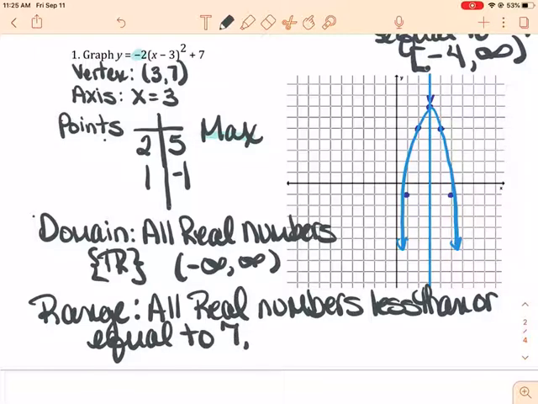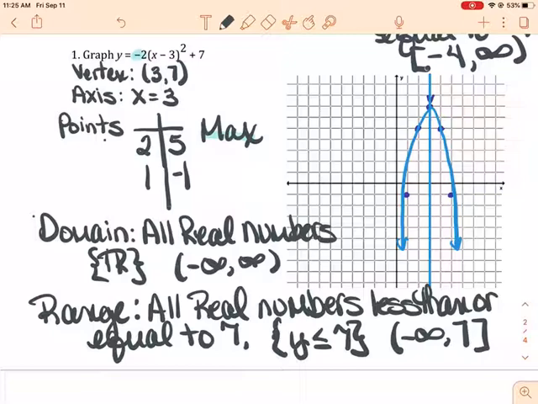Okay, that's one way. You can write it in set notation: y is less than or equal to 7. You can write it in interval notation. So we're starting, all our values are negative infinity, but we're only going up to 7. So that's how we would write it. We would stop at 7.